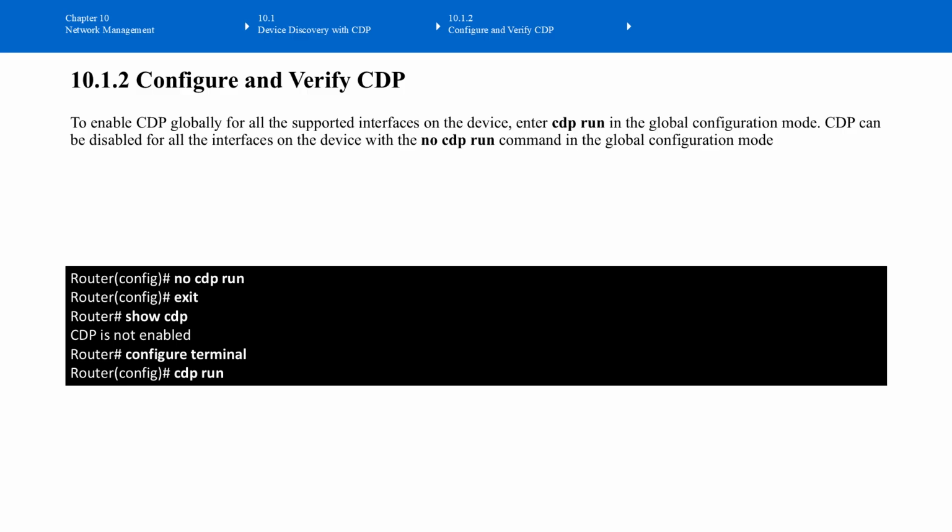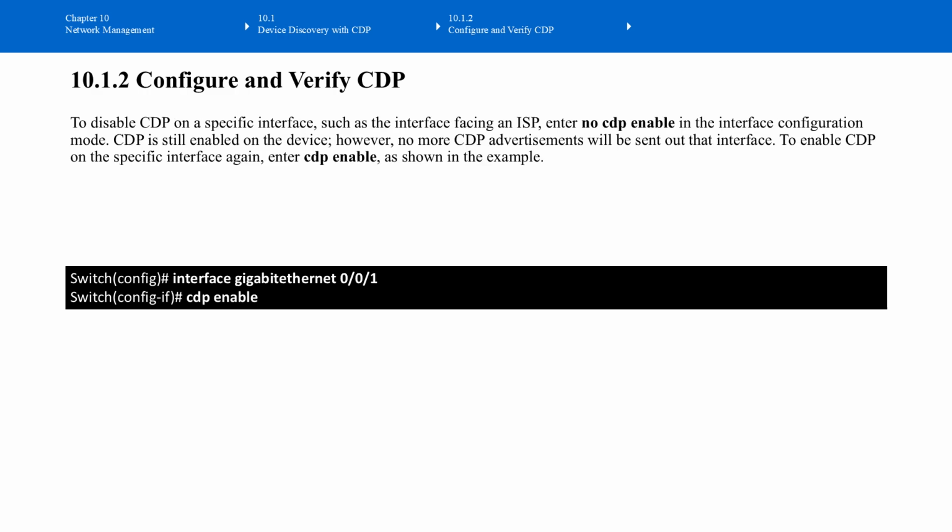To enable CDP globally for all supported interfaces on a device, you can enter the command cdp run in the global configuration mode, and CDP can be disabled for all interfaces on the device with the no cdp run command, as shown in the example here.